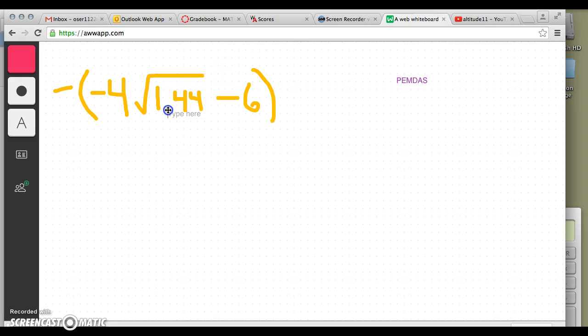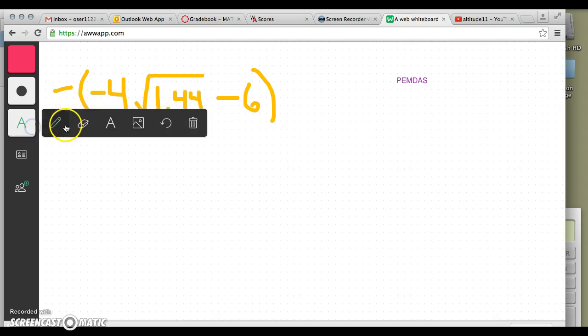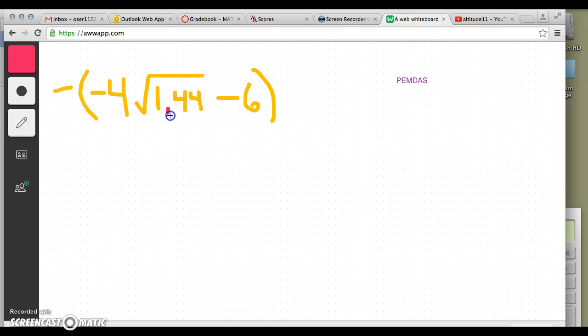However, what we can do is imagine that we move this decimal place 2 spots to the right. And instead of having 1.44, imagine that we have 144. All right, so in a way, we really can be thinking about what is the square root of 144. Well, the square root of 144 is equal to 12. Another way to think about that would be 12.0.